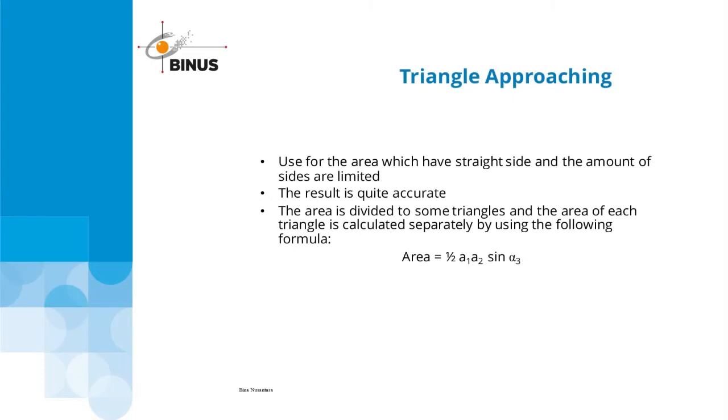Now let's move to the next method, which is the analytical method. The first analytical method is the triangle approach. This is used for an area which has straight sides and a limited number of sides. The result is quite accurate. The area is divided into some triangles and the area of each triangle is calculated separately by the following formula. Area of the triangle equals half times a1 times a2 times sine alpha.